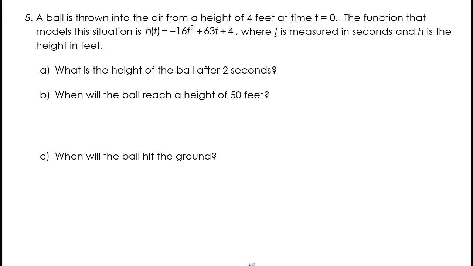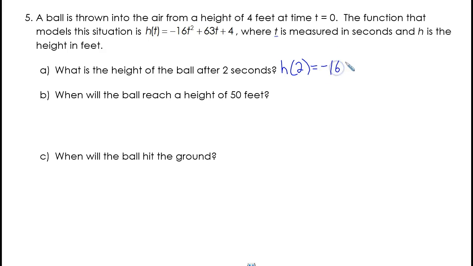Question number 5. A ball is thrown into the air from a height of 4 feet at a time of 0. Initial time of 0. The function that models this is provided, where t is measured in seconds and h is the height in feet. What is the height of the ball after 2 seconds? Well, if we have this function h of t equals negative 16t squared plus 63t plus 4, and it says, well, what's the height? That's the h of t, right? What's the height after 2 seconds? Well, you're going to plug in 2 seconds to the function to find that height. Essentially, we want to know h of 2 seconds.